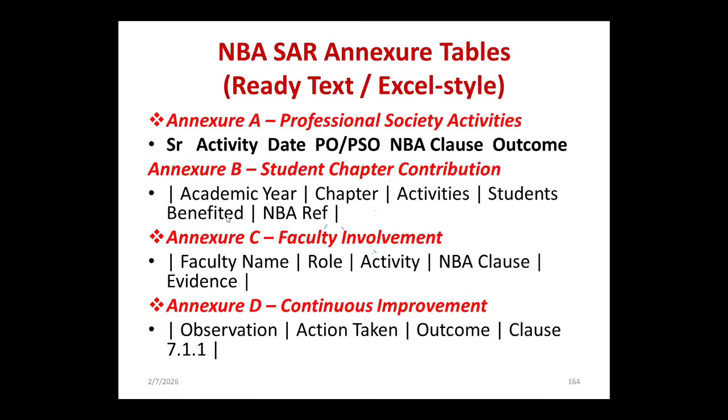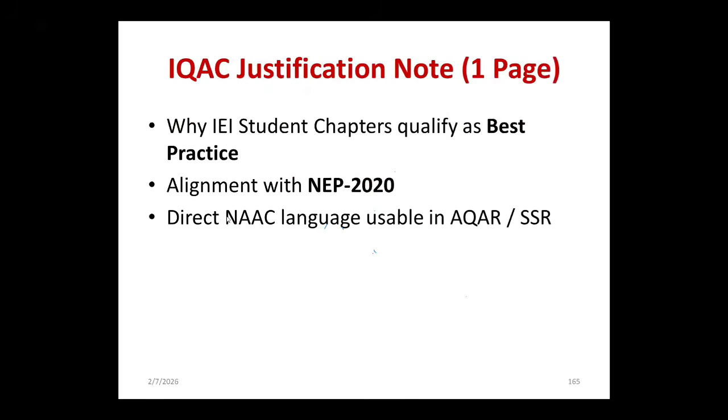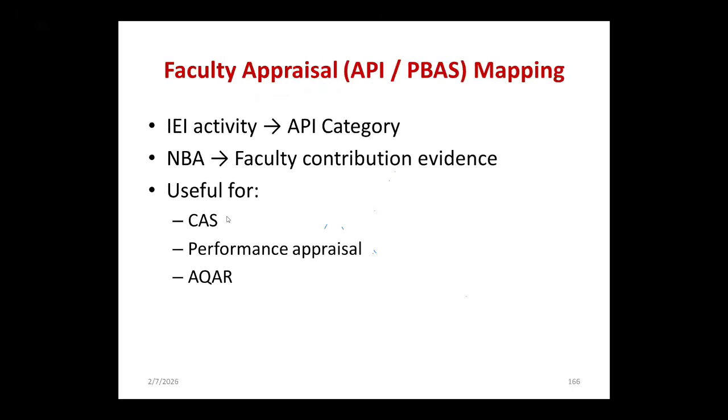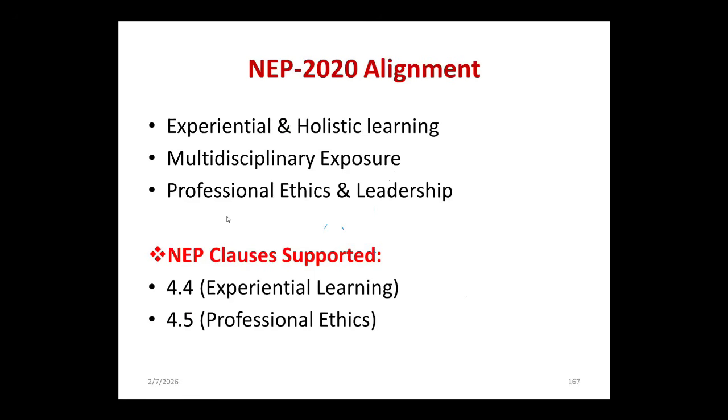So definitely you can prepare your NAC and NBA related SAR, and SSR for NAC. You can take it as an annexure for your student chapter as well as professional faculty chapters, as additional information you can give to NAC and NBA. Then IQC justification is there. Then faculty appraisal, I already told. NAP related alignments are overcome with the help of the student chapter as well as the faculty chapters.